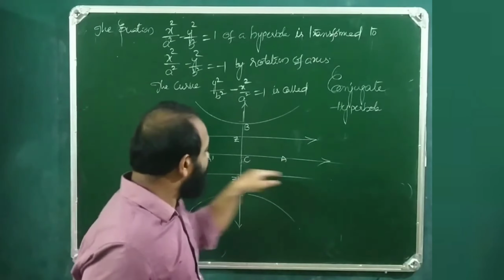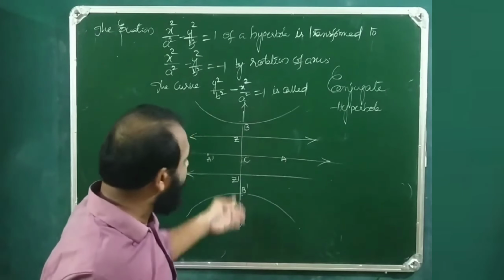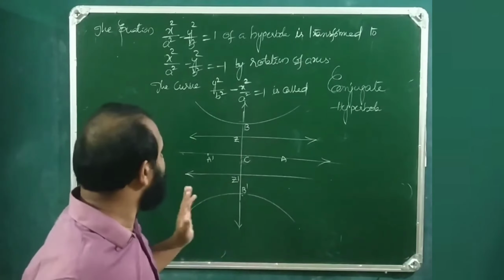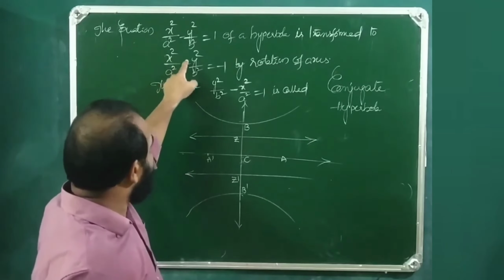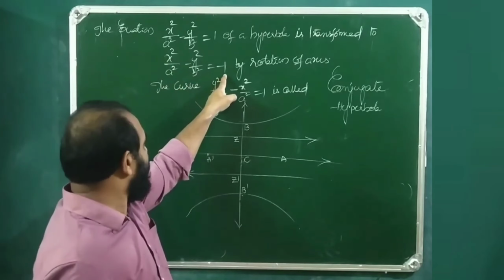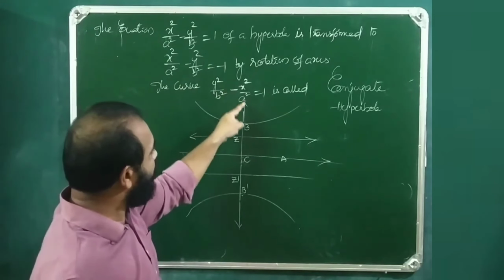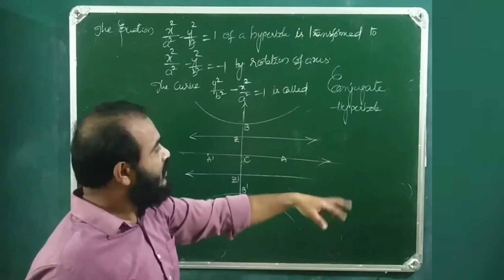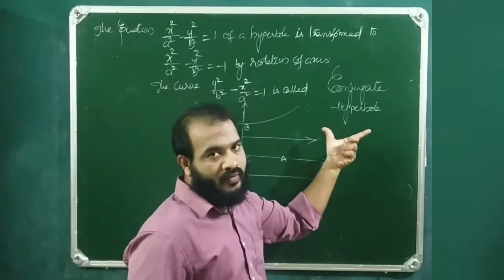Earlier the transverse axis is the x-axis. Now the transverse axis is the y-axis, along the y-axis. So x square by a square minus y square by b square equals minus 1. If you take minus as common, then y square by b square minus x square by a square is equal to 1. This hyperbola is said to be the conjugate hyperbola.